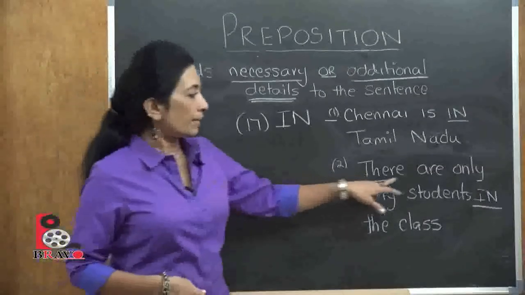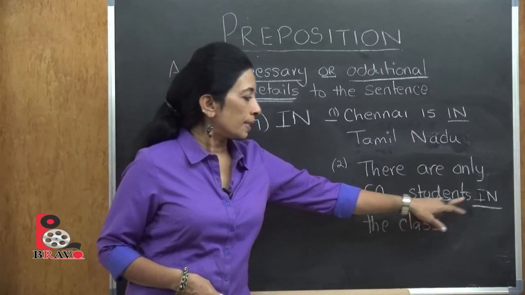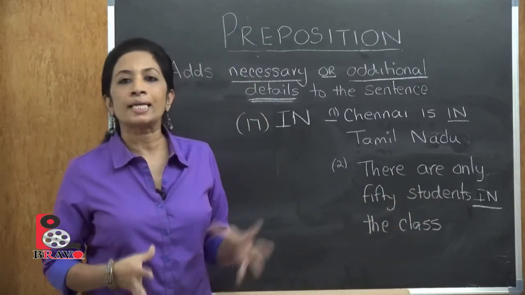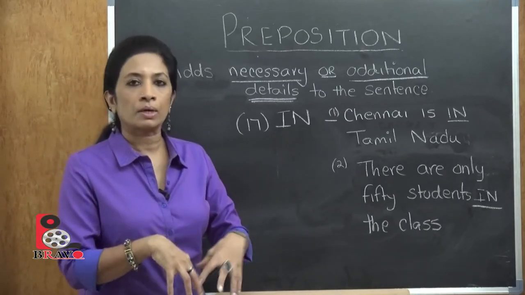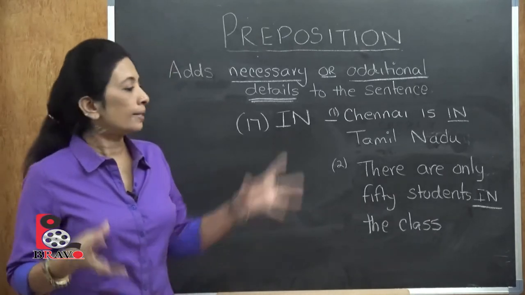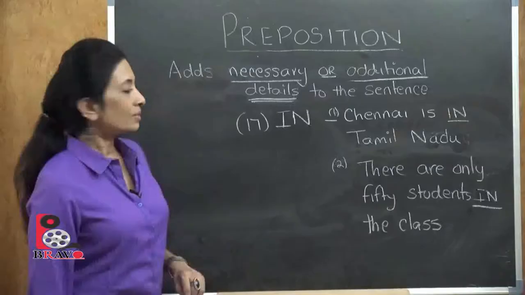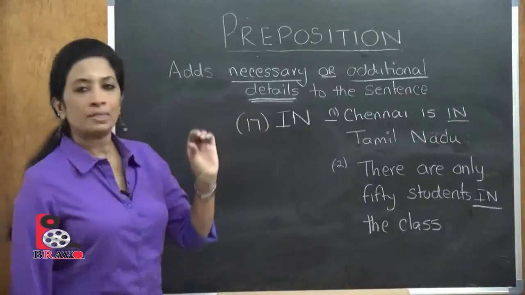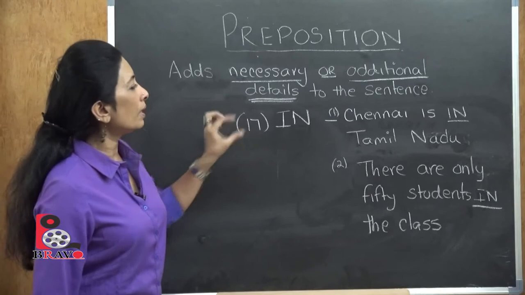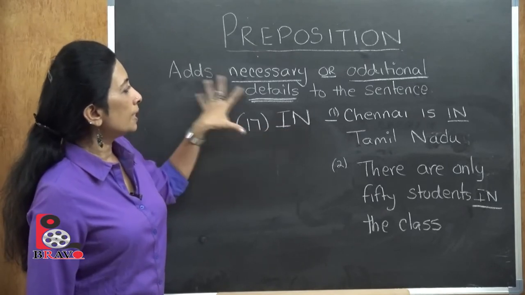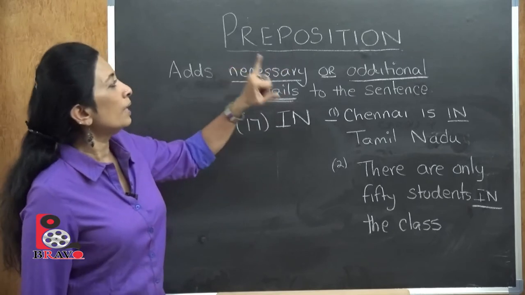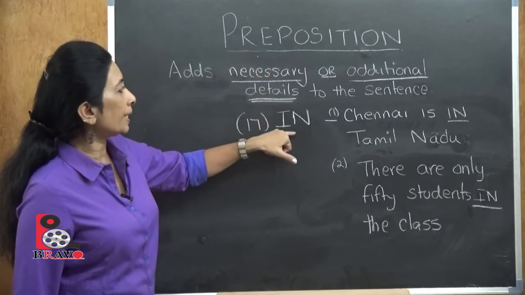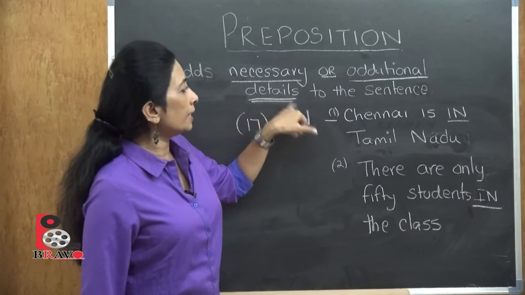Second example, there are only 50 students in the class. So the class has 50 students. So you say 50 students in the class, okay, because it's a class of 50 and the students are in the class. So the word in, it's a very small but a meaningful word which is used to combine the sentence together. Okay, so as we spoke before, preposition of the word in is an additional detail given to make the sentence incorporated.